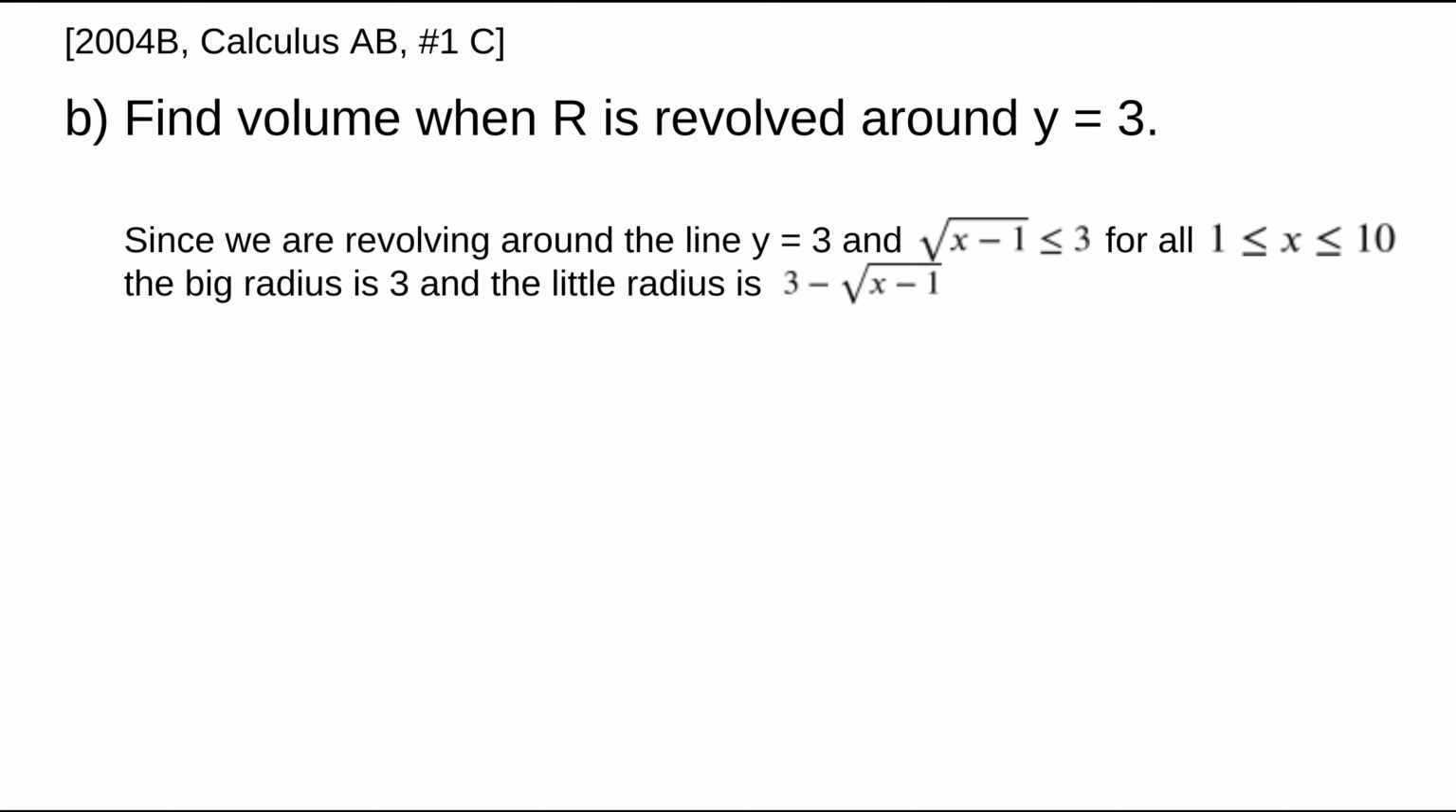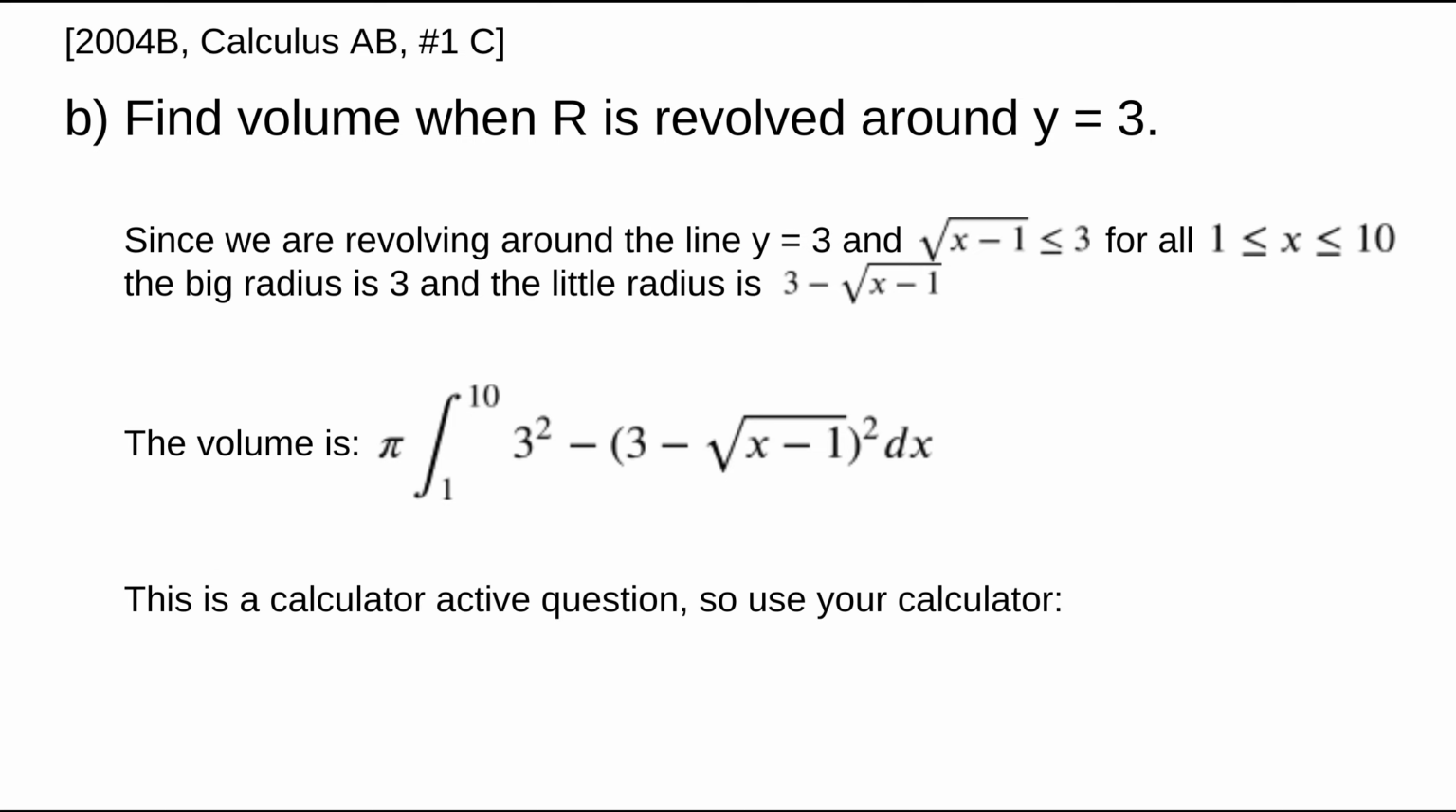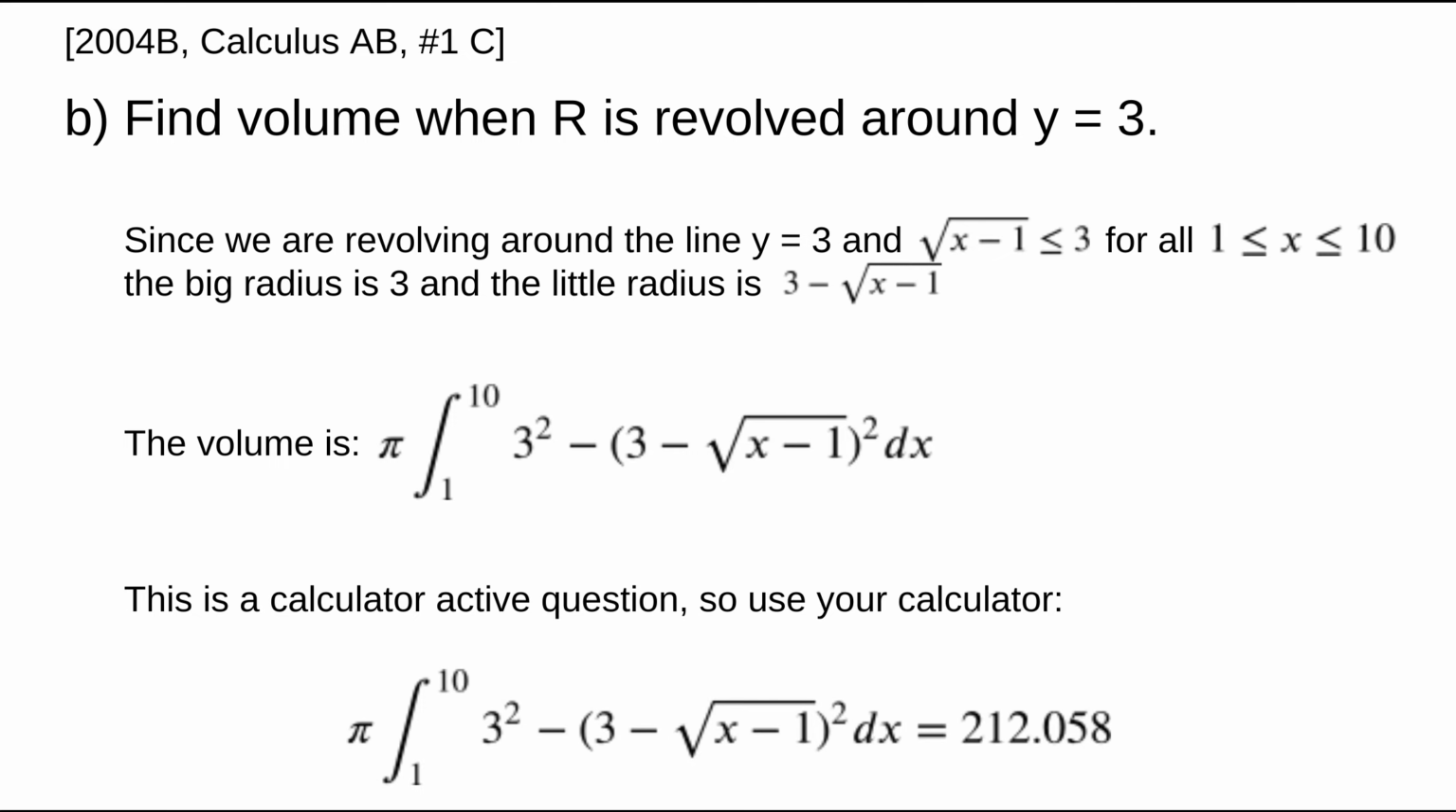And from here, we set up an appropriate integral using the washer method: pi times the integral from 1 to 10 of my big radius function squared, so 3 squared, minus my little radius function squared, dx. Again, this is a calculator active question. There's no need to try to simplify this. Just make sure you understand how to enter it into your calculator correctly and let your calculator do the work. The volume is 212.058 cubic units.